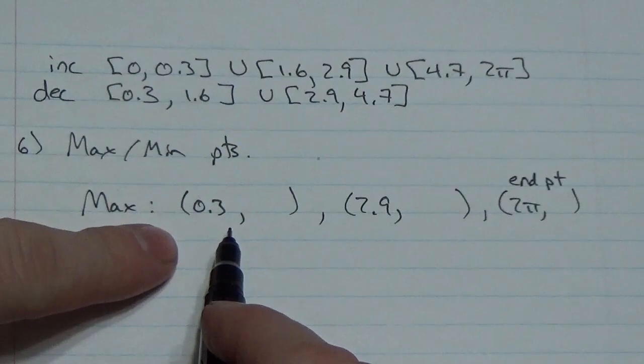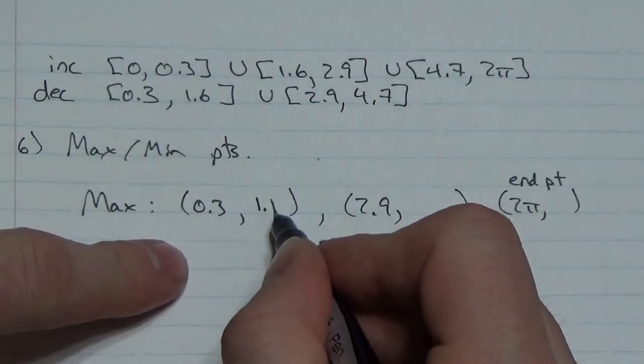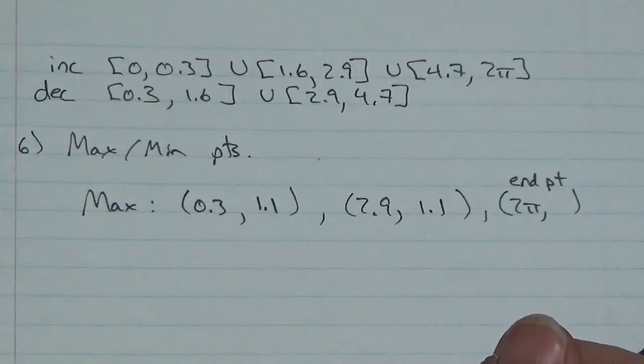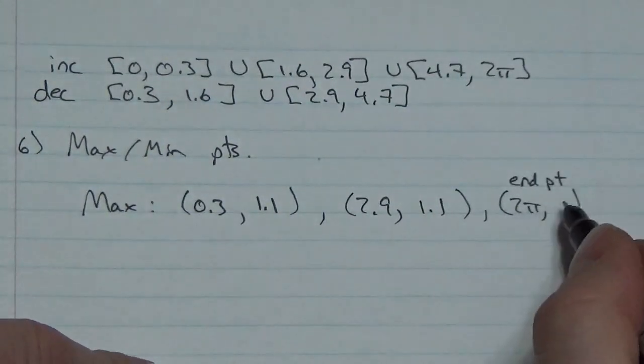So my maximum here, when I go to my calculator and plug that in, you're going to find you're going to get a 1.1. When you plug 2.9 in, you get a 1.1. So there's a little bit of symmetry there. It looks kind of nice. And if you plug 2 pi in, turns out you get 1.